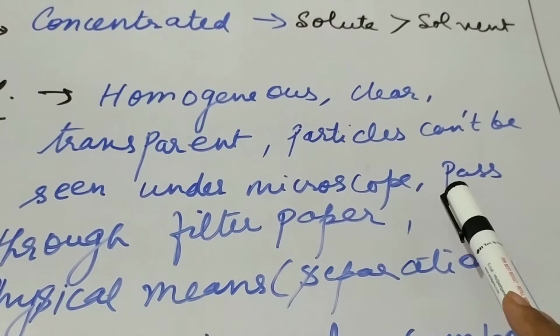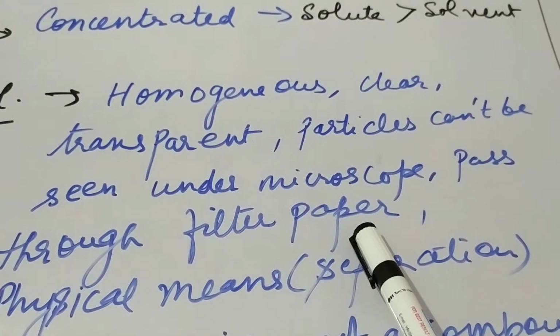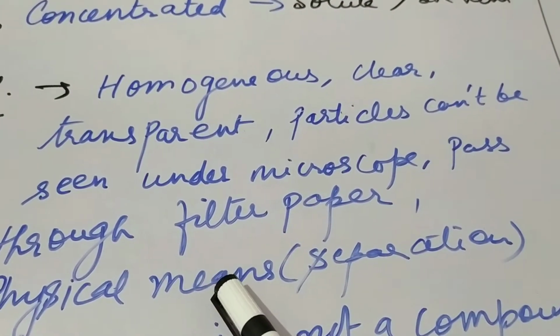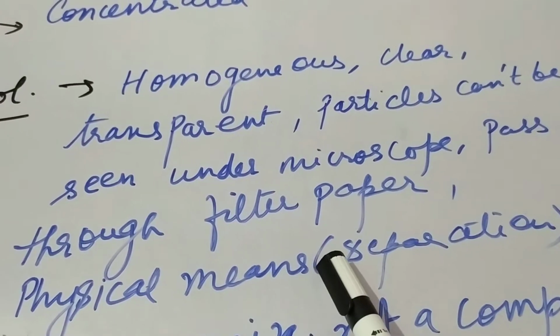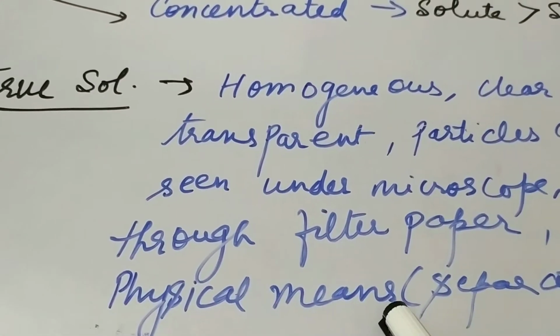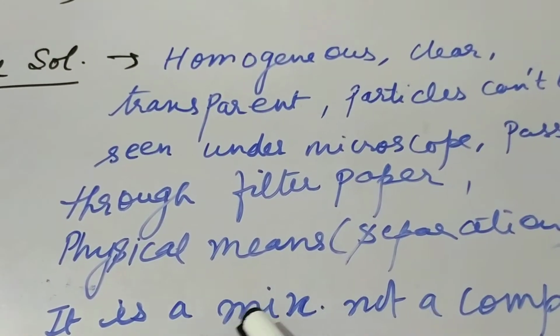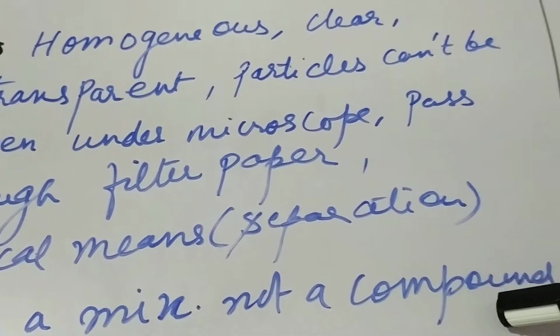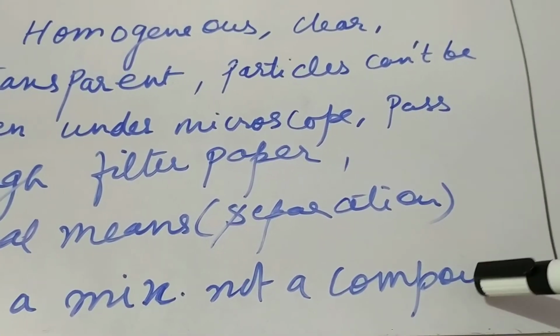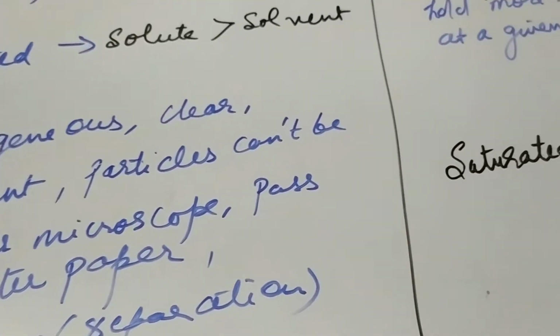If you filter it, all the particles will pass through the filter paper, and you can separate salt from water by physical means, not by chemical means, like evaporation, that is a physical means. So you can separate the contents of a true solution by physical methods, and therefore it is a mixture, not a compound, because its composition is the same, its properties are the same as that of its constituents, like NaCl and water.